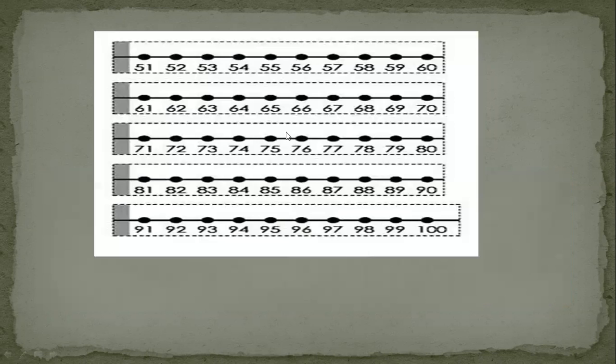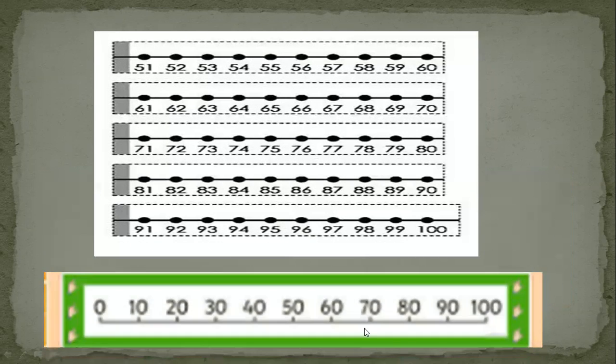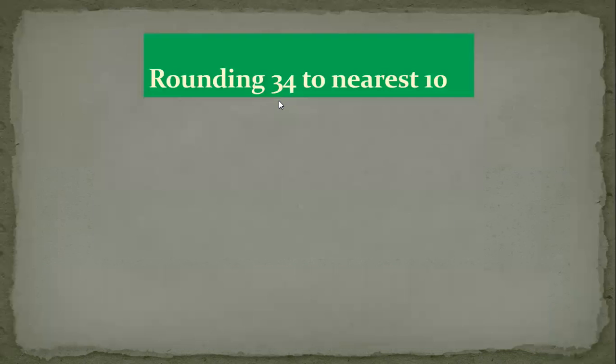If it is less than 5, we are going to round it backward. So you can see here, where is 56? 56 comes after 55 and before 57. So you have to round it to 60, because it is a number that is bigger than 55 and it is near to 60. So we are going to round it to 60.